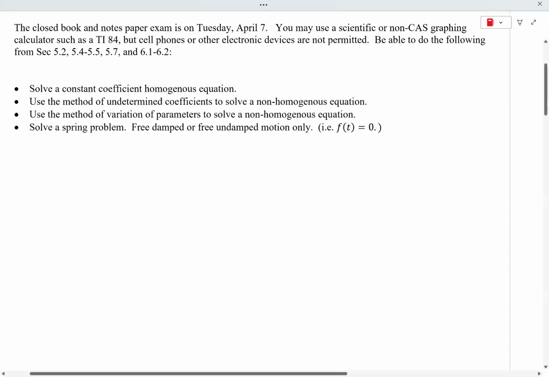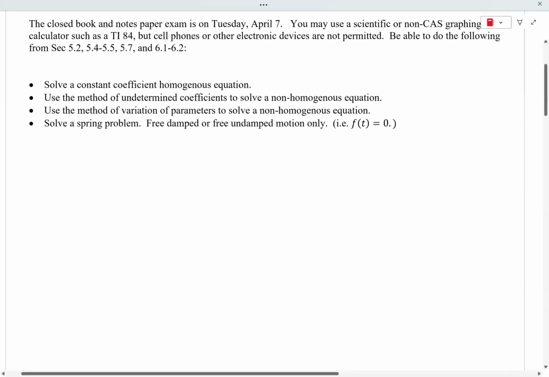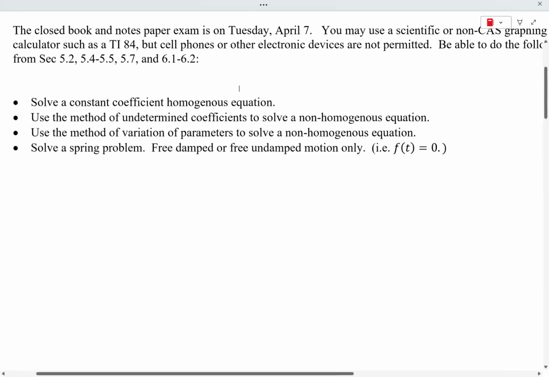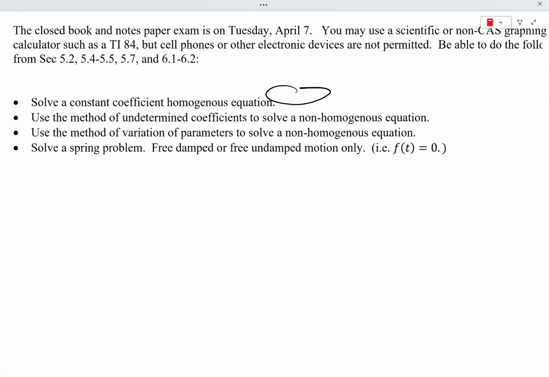So basically, we're just doing review tonight for the test. So anyway, these are the topics for it. Solve a constant coefficient homogeneous equation. This is also on the open math. I should have printed this part out, but so this one here, and then undetermined coefficients, and then variation of parameters, and then a spring problem.